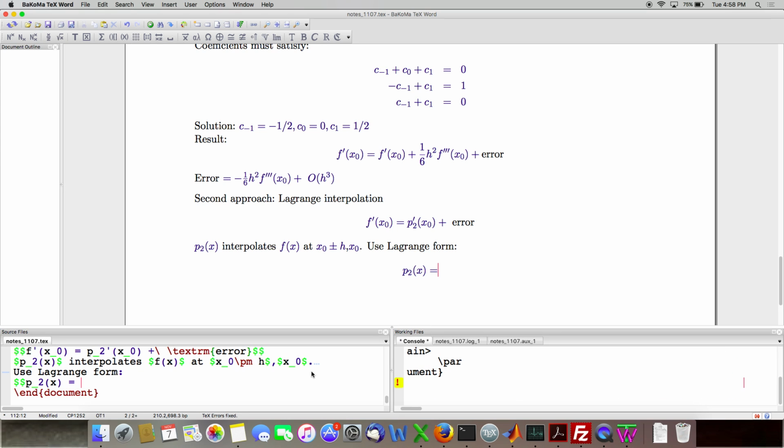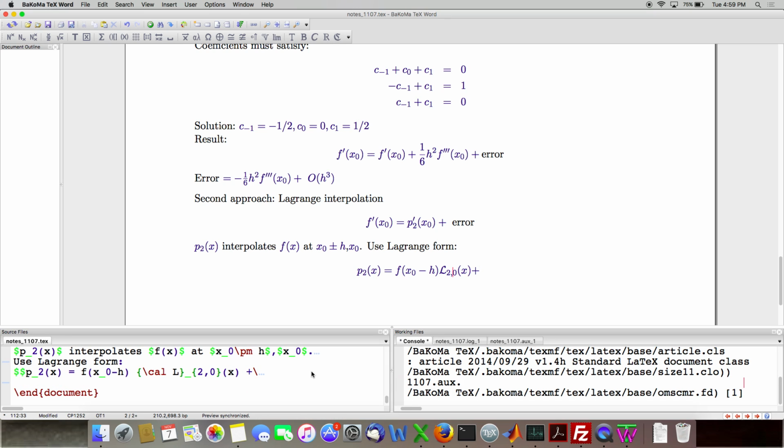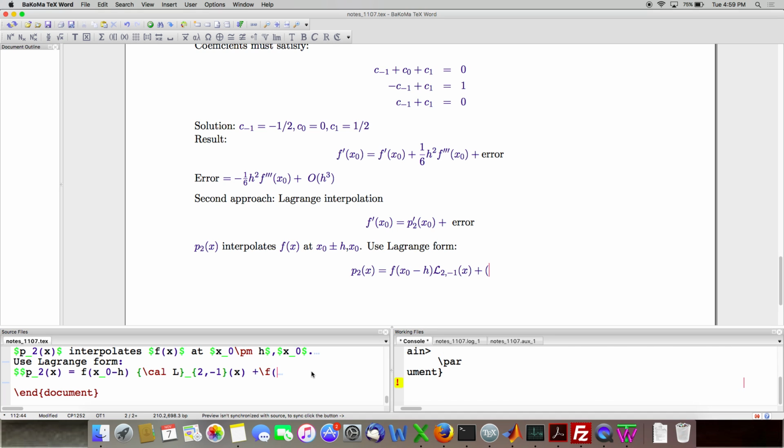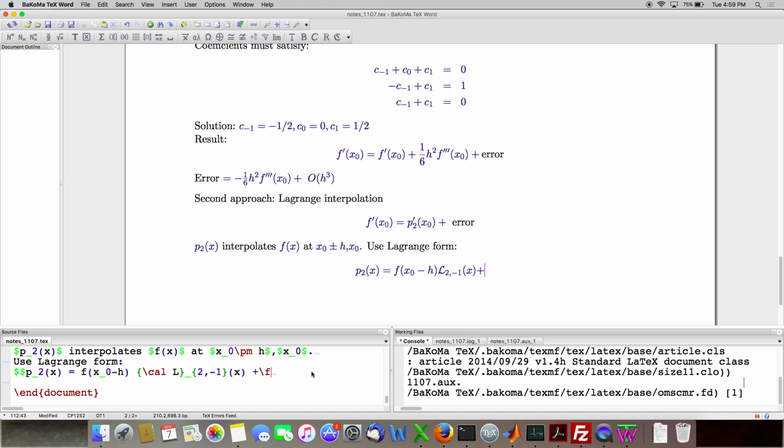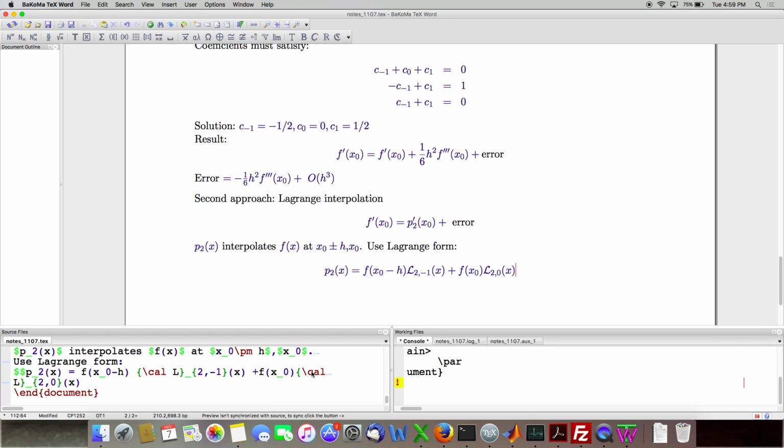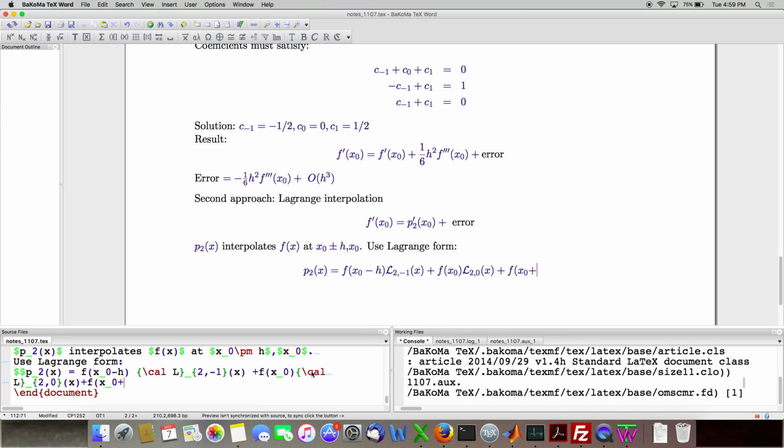So that would equal f of x naught minus h times my Lagrange polynomial. Actually, I'm going to use the index minus 1 again, like before, because it's x naught minus h. And then f of x naught times the Lagrange polynomial, and then f of x naught plus h times the Lagrange polynomial. The idea is I would differentiate the polynomial and then plug in x naught. So the coefficients come from the values of my Lagrange polynomials, their derivatives, at x naught.